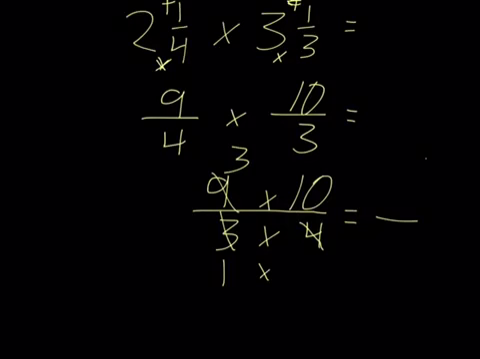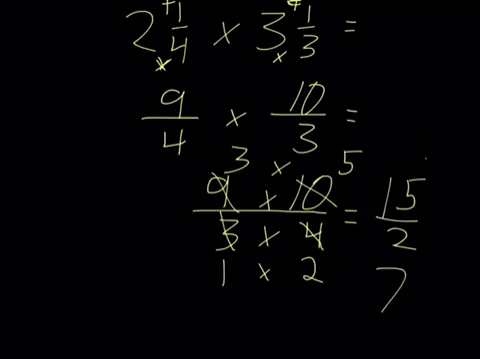So there are 2 2s in 4, 5 2s in 10. So 3 times 5, 15. 1 times 2 is 2. And then there are 7 2s in 15 with 1 left over out of 2. Therefore, we get 7 1/2 as our final product.